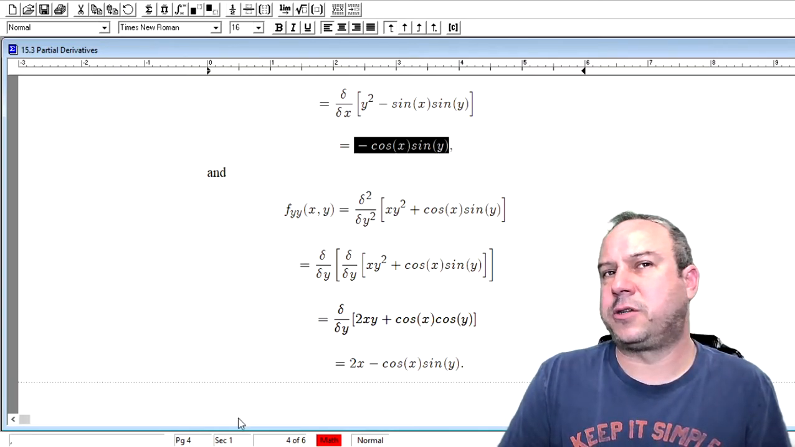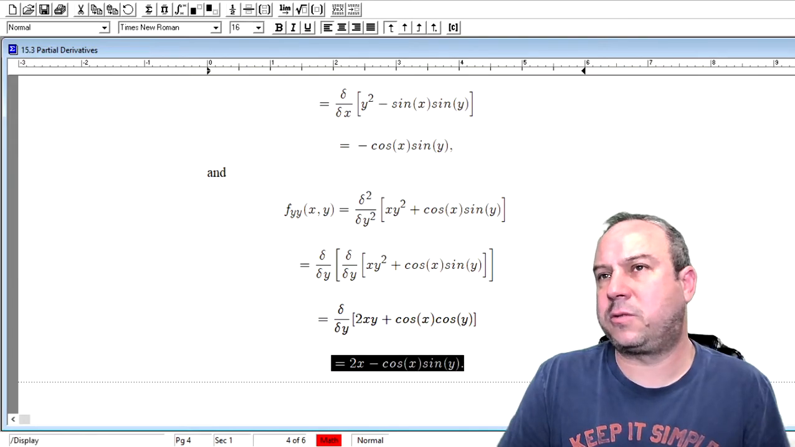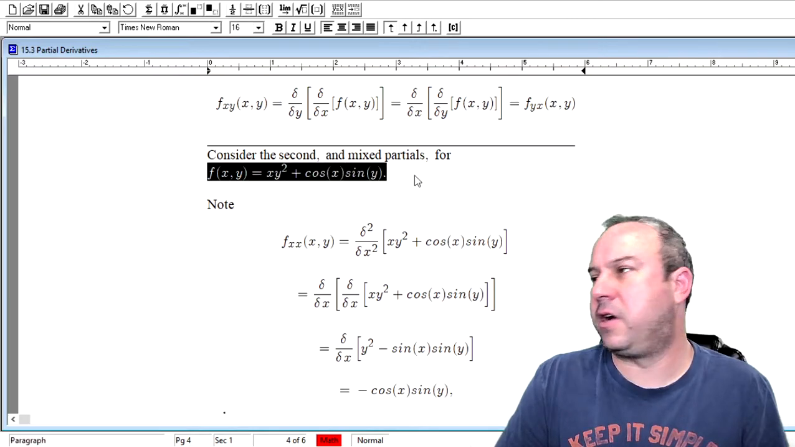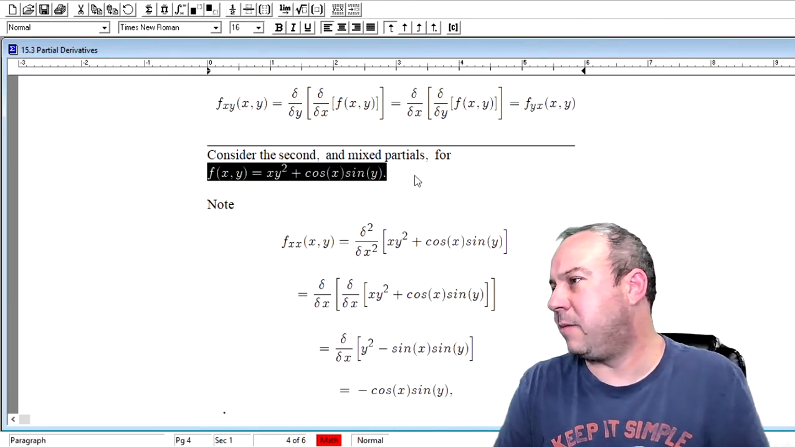This is my second partial with respect to x. That's my second partial with respect to y for my multivariable function f of x comma y, seen up above here.